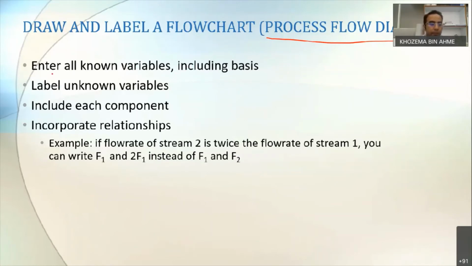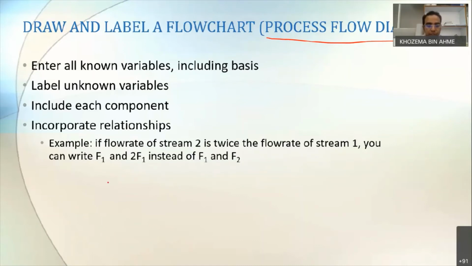Label unknown variables, include each component, and incorporate relationships. For example, if the question says that the flow rate of stream 2 is twice the flow of stream 1, you can write F1 and 2 F1 instead of F1 and F2.